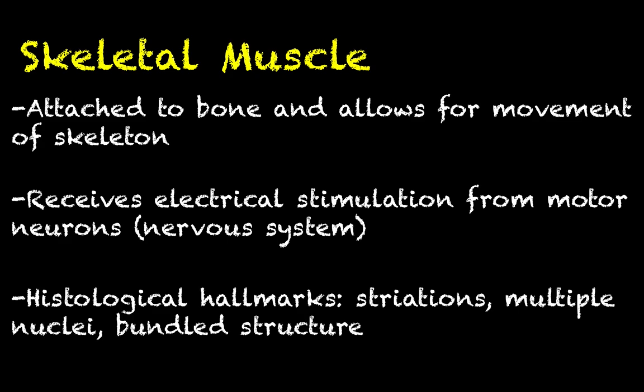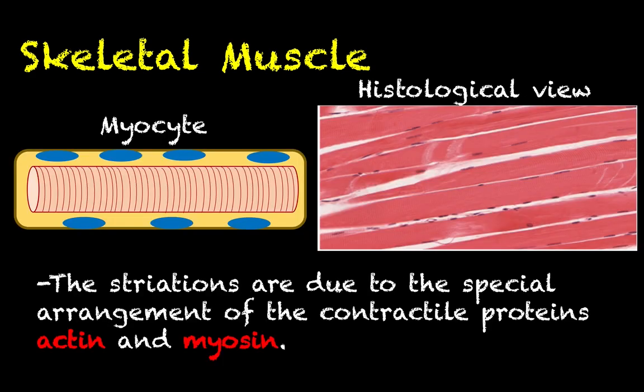nervous system. Skeletal muscle has histological hallmarks that include striations, each cell containing multiple nuclei, and very much of a bundled structure. So you can see a histological view of what skeletal muscle looks like under the microscope. So what we can see here is that, as I said before, each muscle fiber, which is one muscle cell, tends to contain many nuclei, and that may be a little bit startling for you if you're used to every cell only having one nucleus.